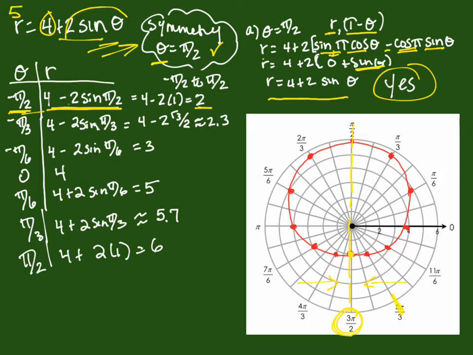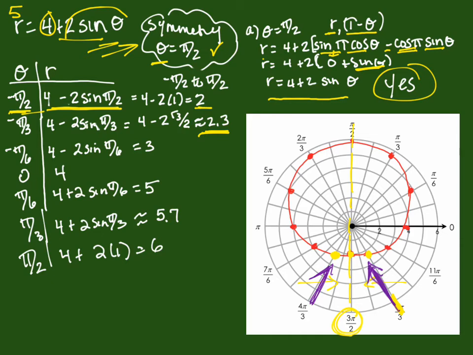Negative pi over 3 is our 5 pi over 3. I get 2.3. So here's my 2.3 point. And then there would be a symmetric one across that theta equals pi over 2. I get the second one. So let me use purple here to show you. That was that point. Hang on. That was that point. This was the first point, actually, this side. And then the symmetric one would be on that side.